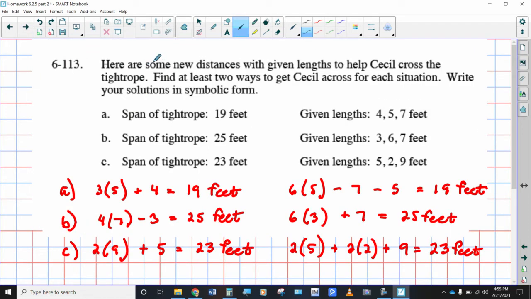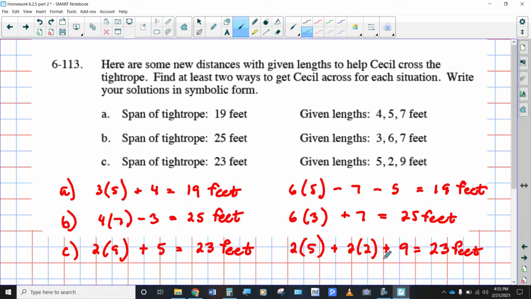All right, here are some new distances with given lengths to help Cecil cross the tightrope. Find at least 2 ways to get Cecil across for each situation. So this takes us all the way back. I can't remember if this was chapter 2 or chapter 3, but very early on in the school year we were looking at different ways that we could create expressions using these distances to equal this quantity. Okay, so it says 2 different ways. There are an infinite number of ways that you can do this, since you can go forward or backwards.